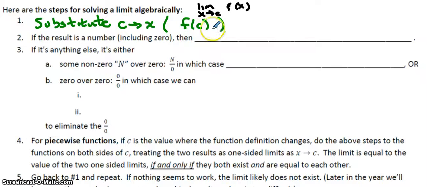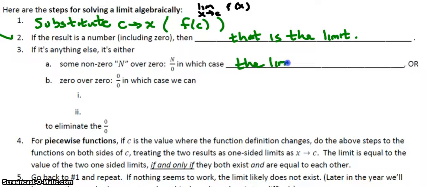All right, so a couple of possible things could happen. The first thing that could happen is that we get a perfectly good number, something like 7 or negative 200 or 0. And if that's true, then that is the limit, whatever that number turns out to be. If it's not just a number, we're going to have two possibilities. We may have a number divided by 0, in which case the limit does not exist, because we're basically taking a number divided by 0.